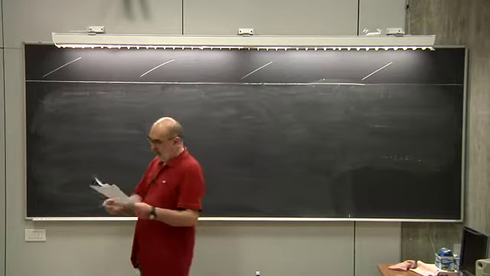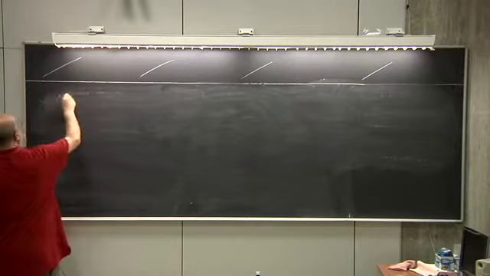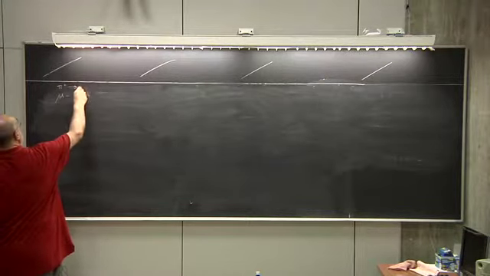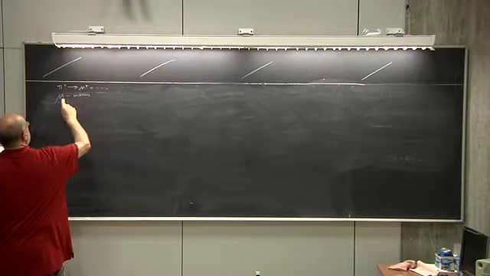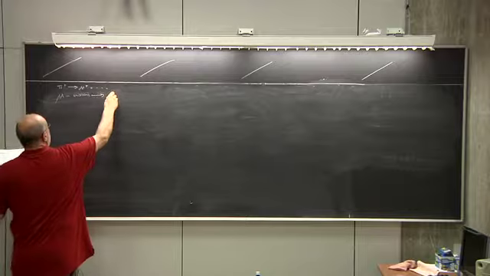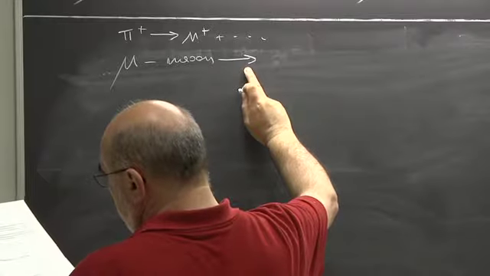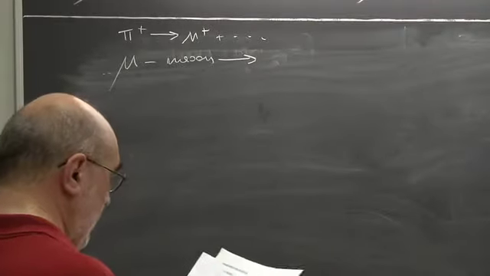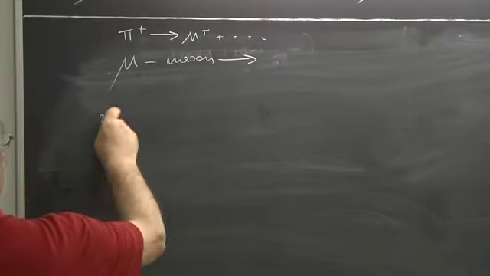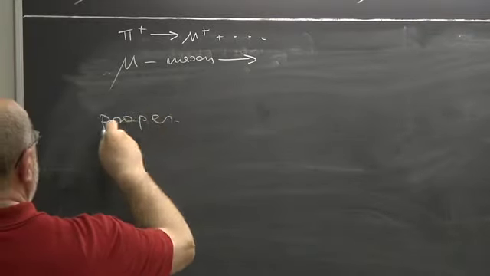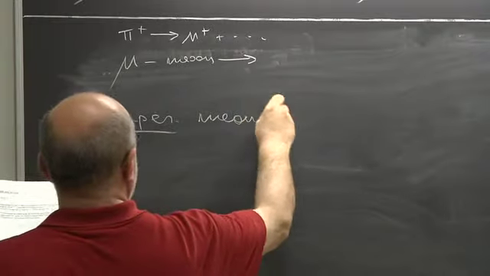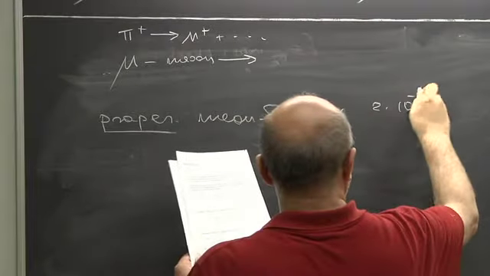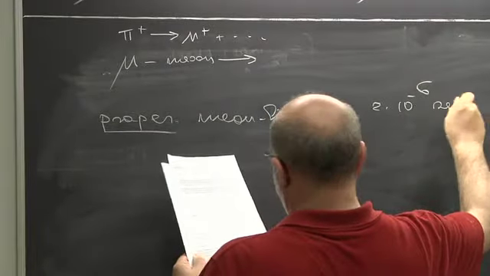Second problem. Now we take another particle that decays, the mu meson. The pi plus meson decays into mu plus other things, while the mu meson decays, I forgot into what, but okay. Again, remember the proper mean lifetime is 2.0 times 10 to the minus 6 seconds.